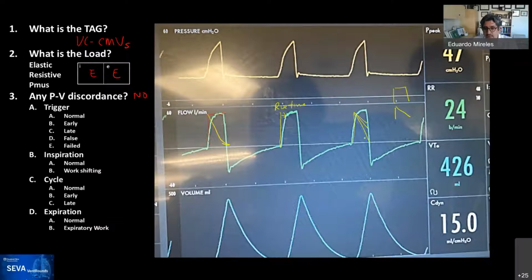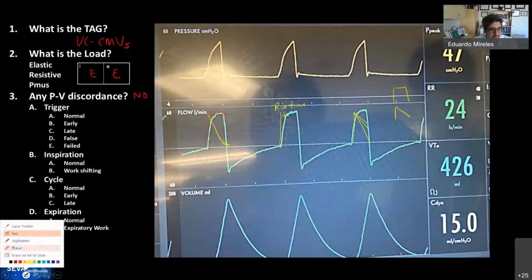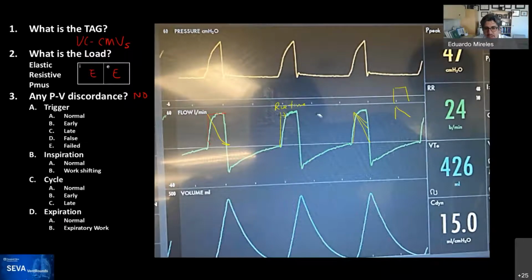Why would you do this? Apparently, I don't know of any research that says that one is better than the other, and I'm really open to hearing on this. The same with the rise time. I don't know why they would do that, but I put it there for you to recognize that whenever you are in volume control and somebody changes the rise time or the end expiratory flow, what you're going to see on your pressure waveform is going to be modified, and it's not going to look the way you expect to see it.